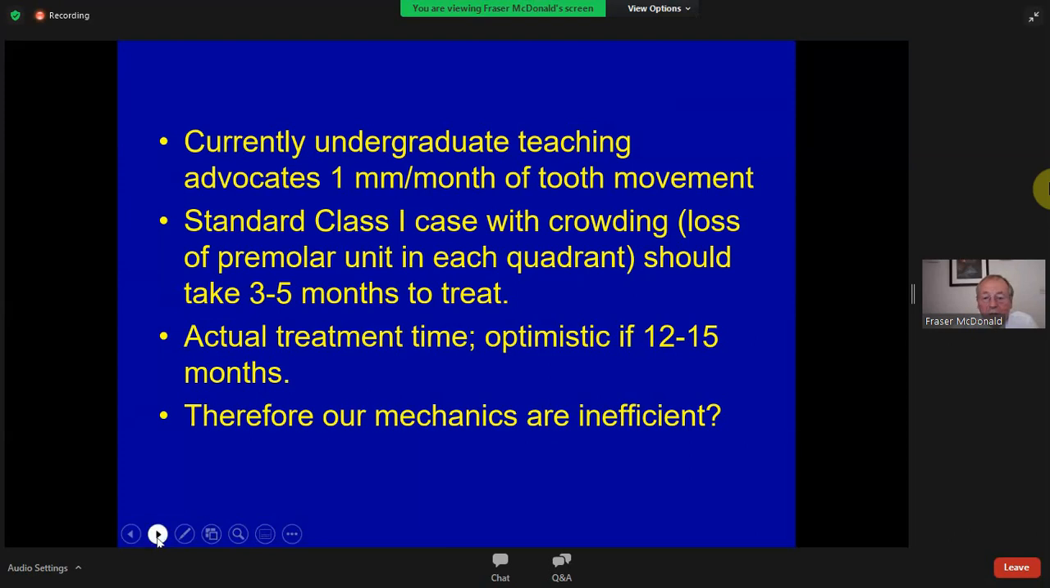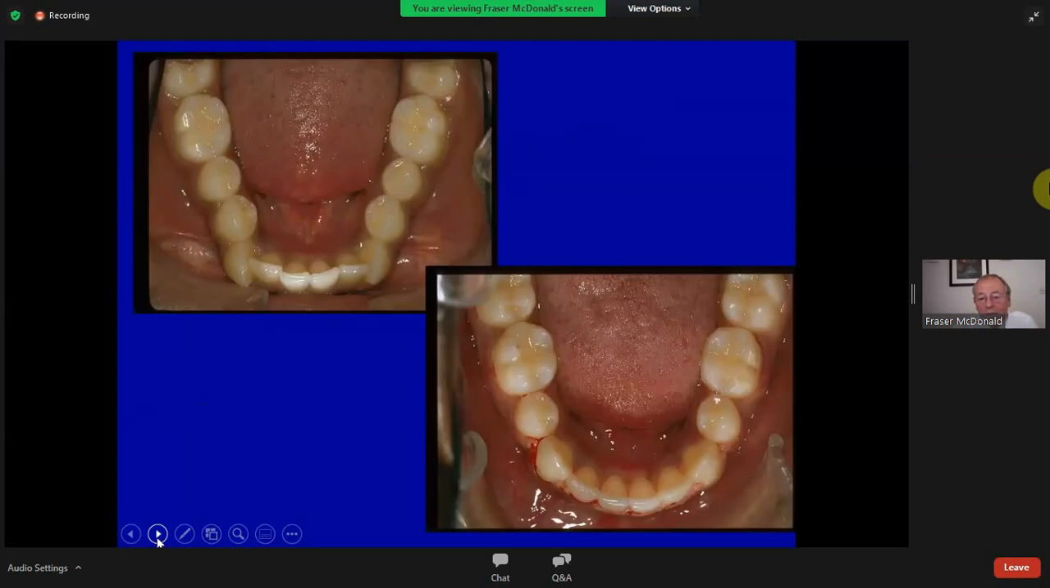So are our mechanics inefficient? And if we look at this case here, you can see crowded, we're going to take out the premolars, and in theory, we move the buccal segments forwards 3.5 millimeters. At the same time, we should be retracting the canine and aligning the lower incisors 3.5 millimeters. But does that take 3 to 5 months? By all means, again, in the pyramid of evidence, lectures are probably the lowest form of evidence.